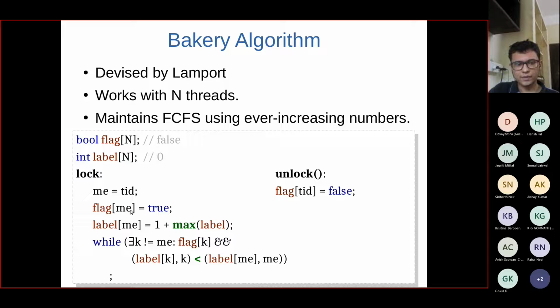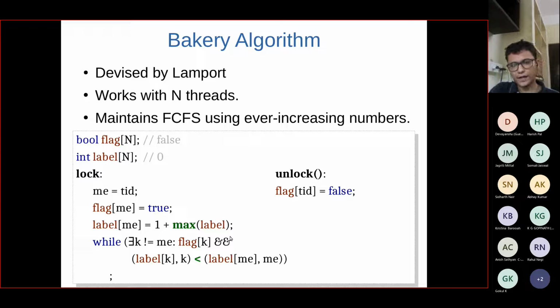After setting the flag as true and setting the label as 1 plus the max of all the labels of all the threads, what the thread does is check if there is any other thread whose ID is not equal to my ID. So k not equal to me. If there exists some k not equal to me, meaning some thread whose ID is not equal to my ID, where me is the ID of this thread, and if that thread has expressed its willingness, right? Setting the flag is expressing its willingness to enter. So if that thread has expressed its willingness to enter the critical section.